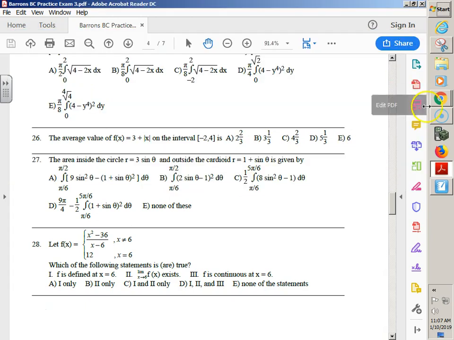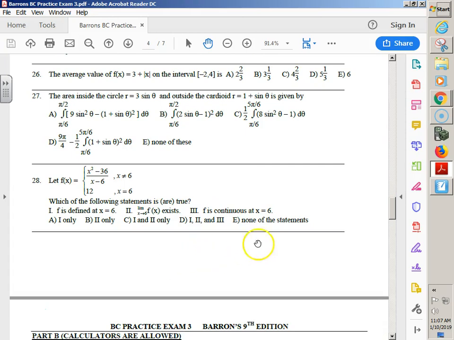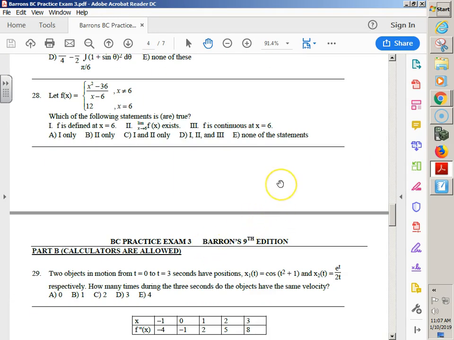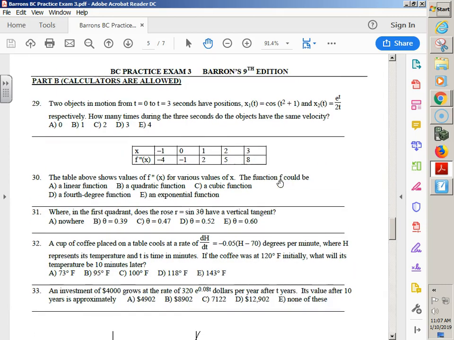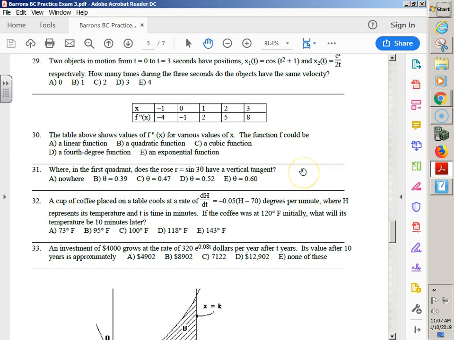All right, what do we got? 27, 28, anything? Oh, we can't do 27. 28, we okay on? Okay. Now calculators are allowed. I heard lots of 30s. 30, 32, 33. Okay, 30. Let's just start there.